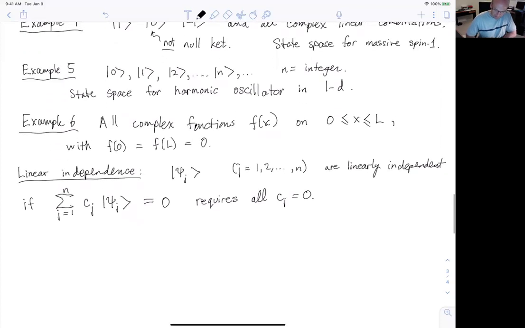If this equation is only true if all the coefficients are zero, then they're linearly independent. If you can find an example of coefficients that makes this zero without the coefficients being all zero, then they are linearly dependent. So otherwise, linearly dependent.